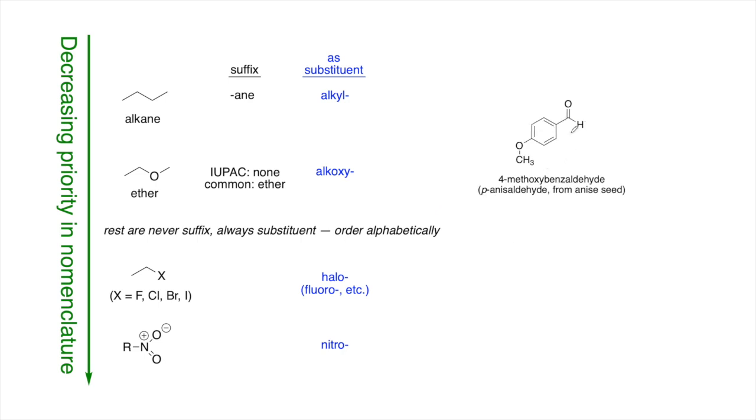It's a benzaldehyde, but it's got a methoxy group over there, so we wouldn't really call it an ether. We would call it an aldehyde with a methoxy group. From anise seed, black licorice smelling, smells fantastic.